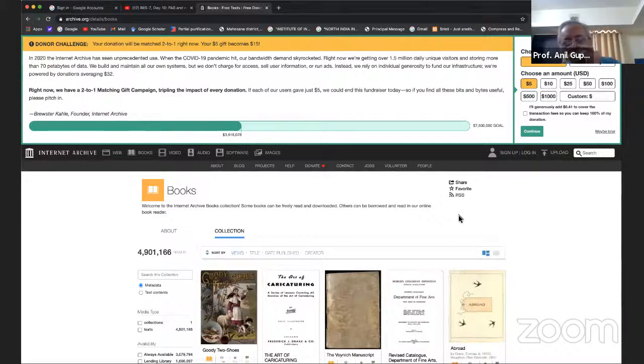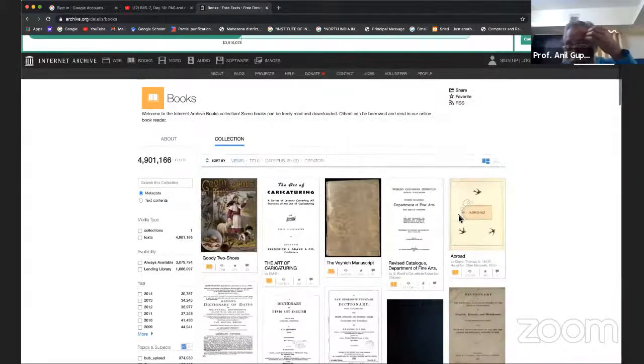So when there was a pandemic, a lot of people started using this because they were at home. They can't afford to buy a lot of books. So they started downloading. 1.5 million users every day. And they were downloading how much? 70 petabyte, not gigabyte, petabyte of data.